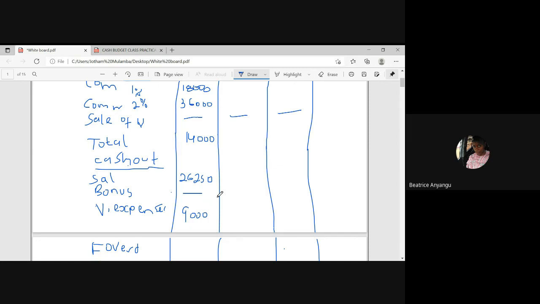Mwalimu, kindly repeat. Read our instruction on variable expenses. Variable expenses are incurred at the rate of 0.5% of the value of each property sold, and these expenses are paid in the month of sale.